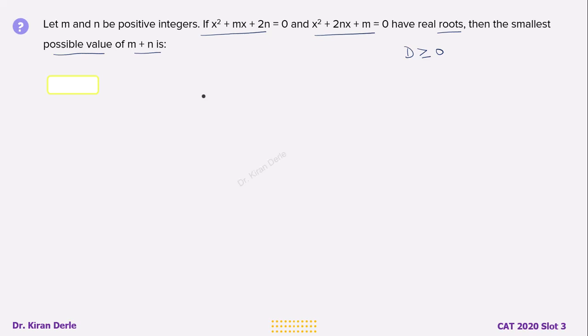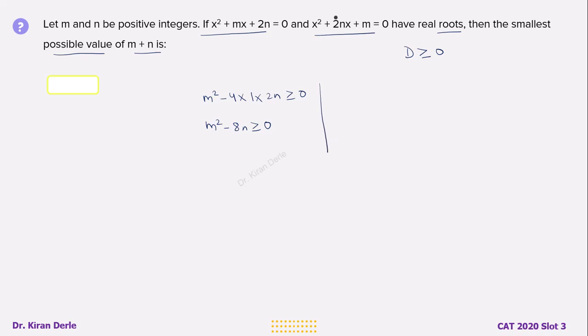b is m here, so m² - 4 into a is 1 and c is 2n should be greater than or equal to 0, or m² - 8n is greater than or equal to 0. This is one thing we have got. We'll think about it later on.